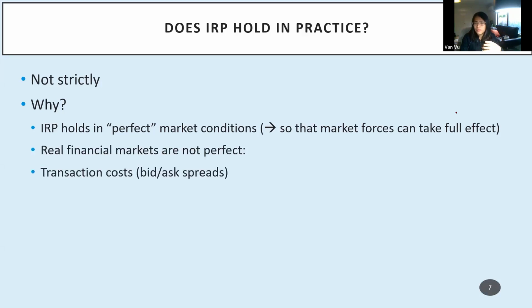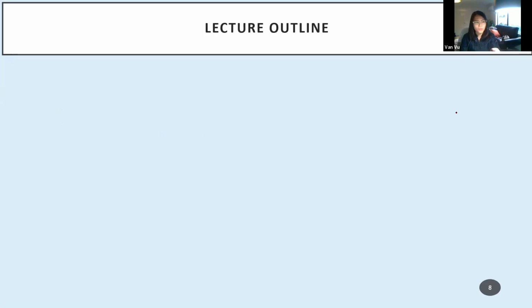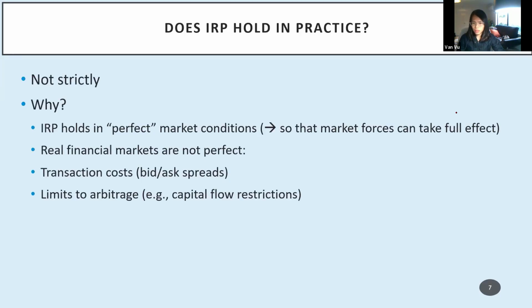Because real life markets are not perfect, you've got transaction costs. If you buy and sell forward or spot exchange rates, you're going to have to pay the bid and ask spread. There are also some cases where the country restricts capital flows. In this case, it's not easy for you to buy and sell foreign currencies. So in these cases, the IRP would not hold. So that was last week.